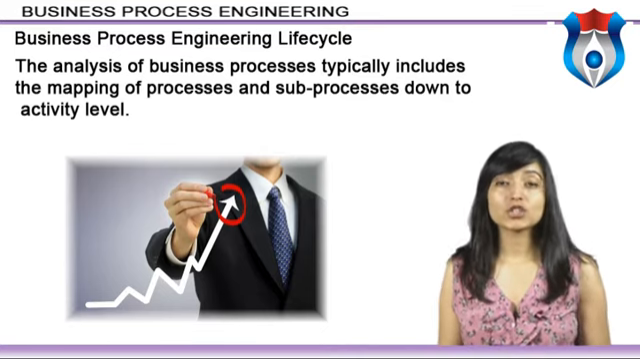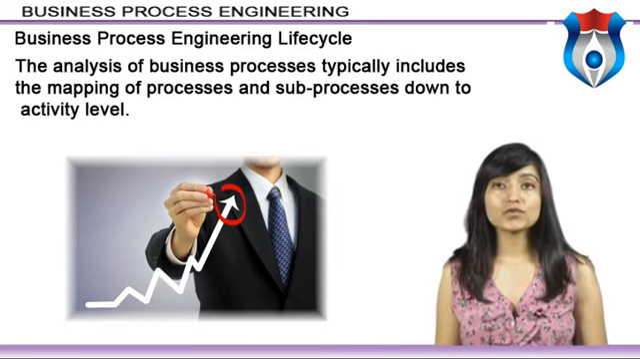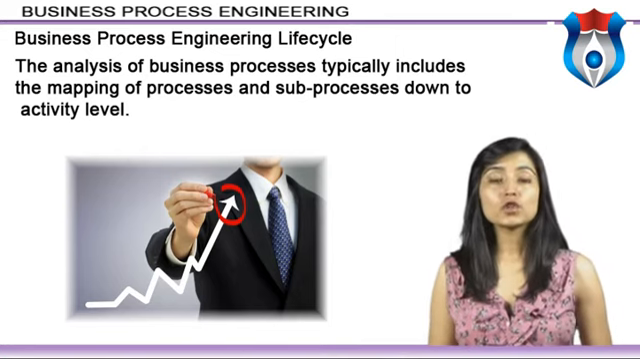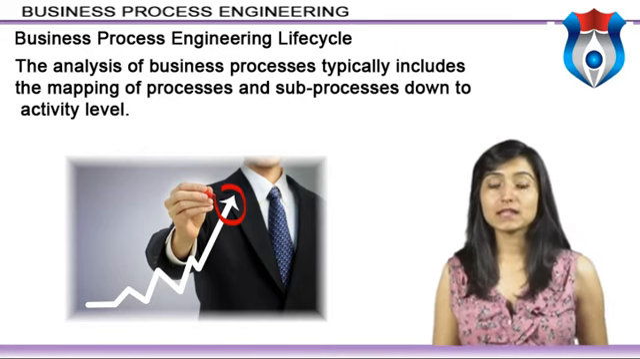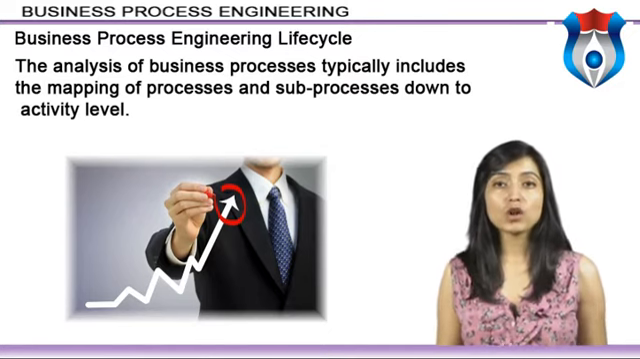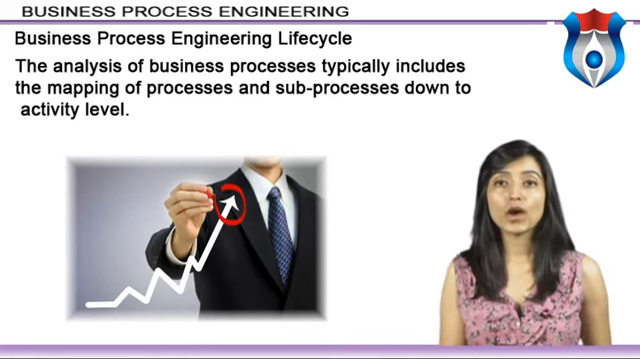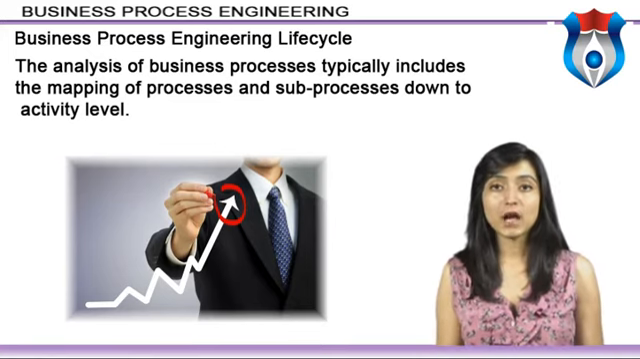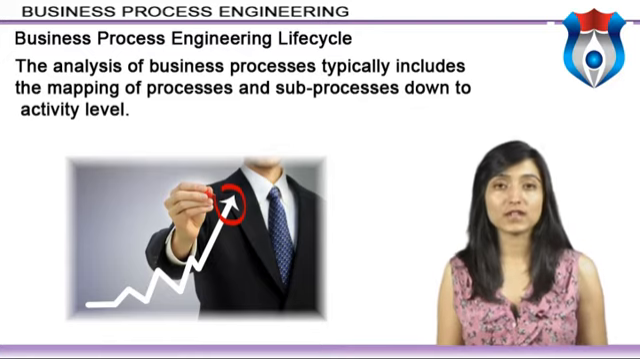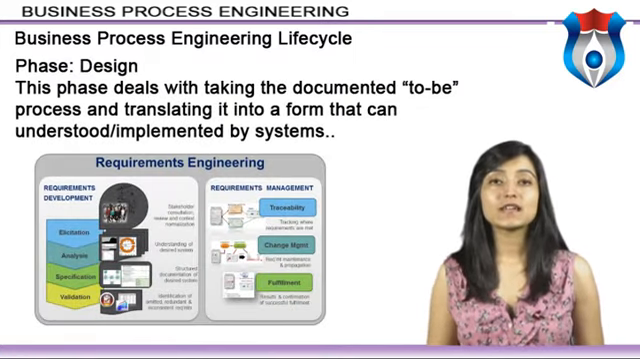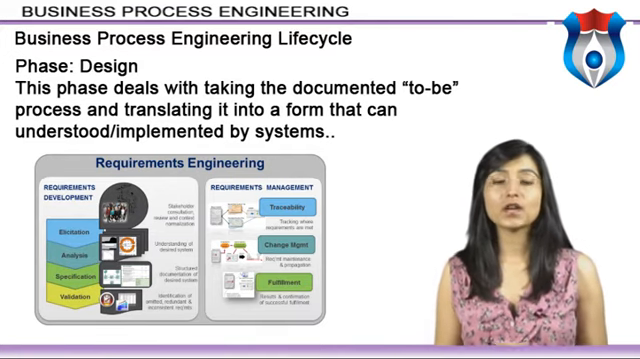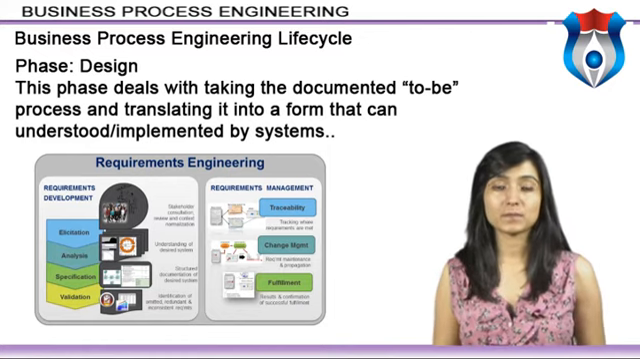Once the issues and challenges have been uncovered, an improved to-be process is designed to resolve these issues. As part of the closed loop aspect of these phases, the second and subsequent iteration provides the opportunity to perform what-if analysis to determine whether or not the process could be enhanced by making changes in the underlying process, design, and execution phases. This phase deals with taking the documented to-be process and translating it into a form that can be understood, implemented by systems.